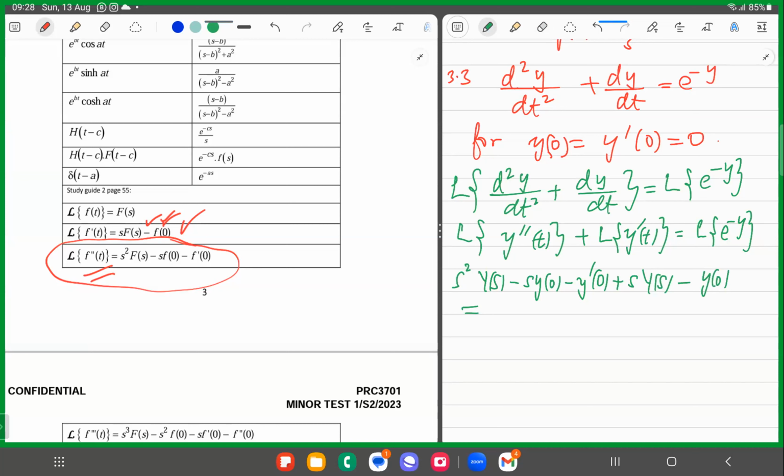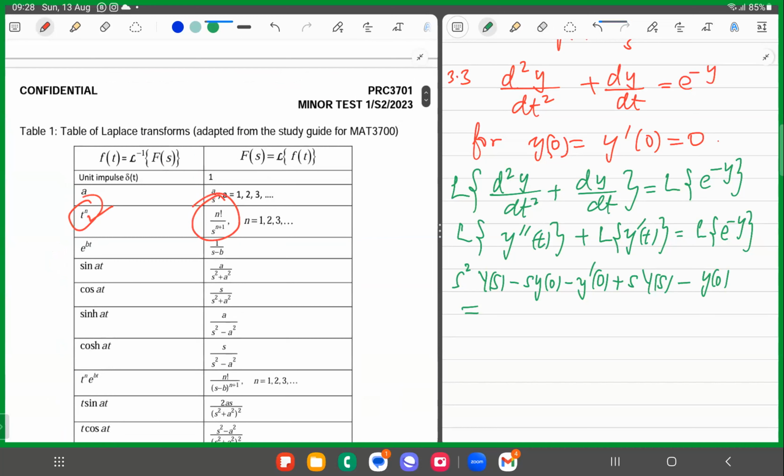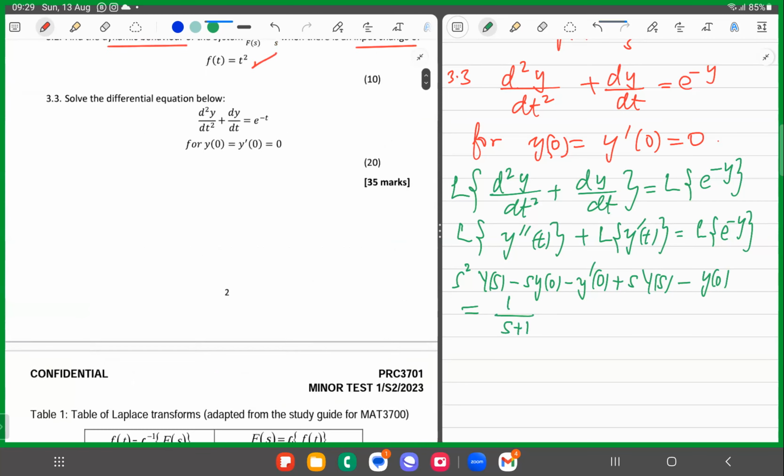Okay, so now we use the Laplace transform for the e part. So what is the Laplace transform of e to the minus t? So e to the bt is 1 over s minus b. So it's going to be 1 over s plus 1. Okay, we are good.